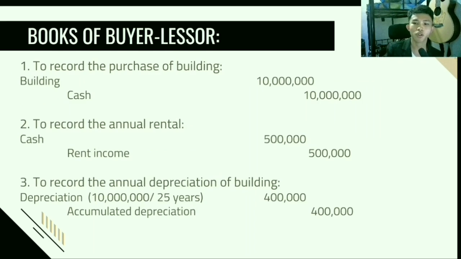First, we will record purchase. So, sale price natin is 10 million. Second entry natin, we will record the annual rental. So, gumamit din tayo dito ng operating lease. Rent income tayo, 500,000 pesos. Then, lastly, last entry natin is to record the annual depreciation of the building. Okay, so yung cost natin, as we can see here, 10 million. Then, i-divide natin siya sa total useful life niya for 25 years. Okay, so we will have annual depreciation of 400,000 pesos.